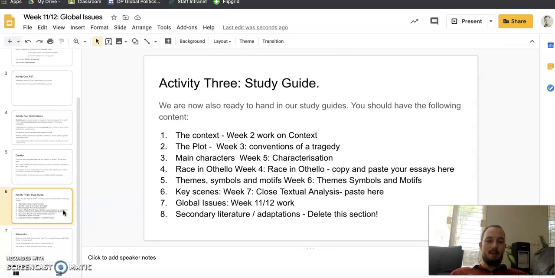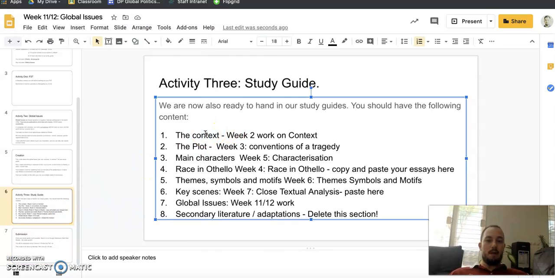And you may think that's a load of work, but you've already done the work for section 1, 2, 3, 4, 5, 6. Only number 7 you have to do. And obviously week 8, you're deleting that section.